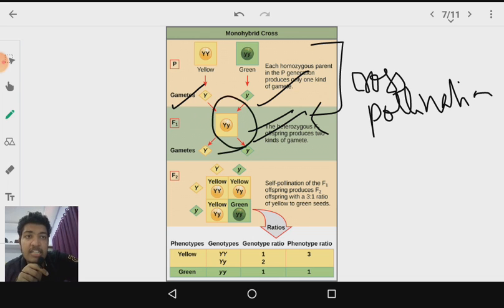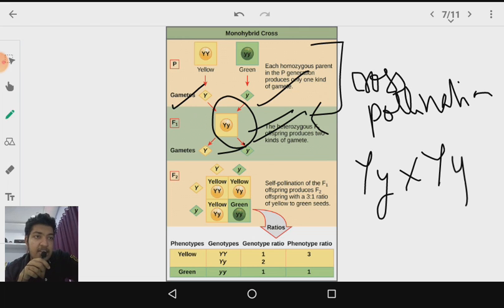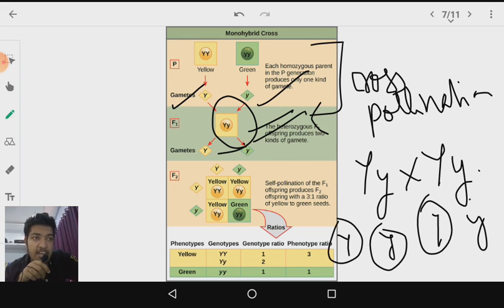So you are going to take this capital Y, small y. It will be producing two gametes. One is capital Y and another is small y. Similarly, another flower is also producing capital Y and small y. Now you are going to carry out the cross. That is capital Y, small y with capital Y, small y. So first of all, you have to generate the gametes. So here the gametes are capital Y, small y. Here also the gametes are capital Y and small y.